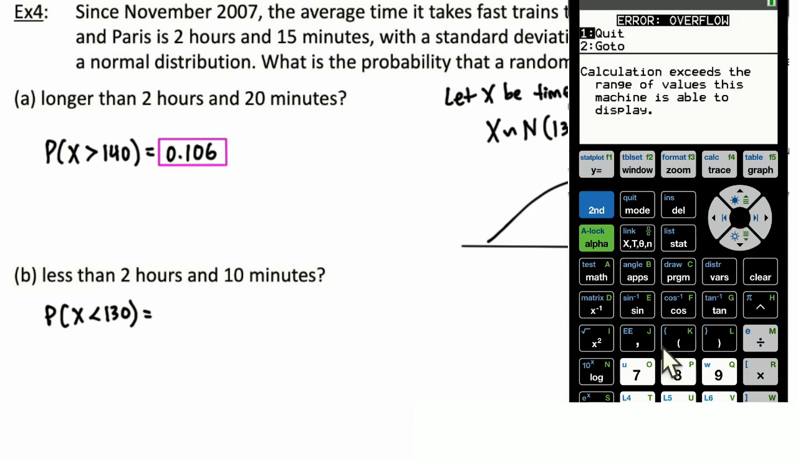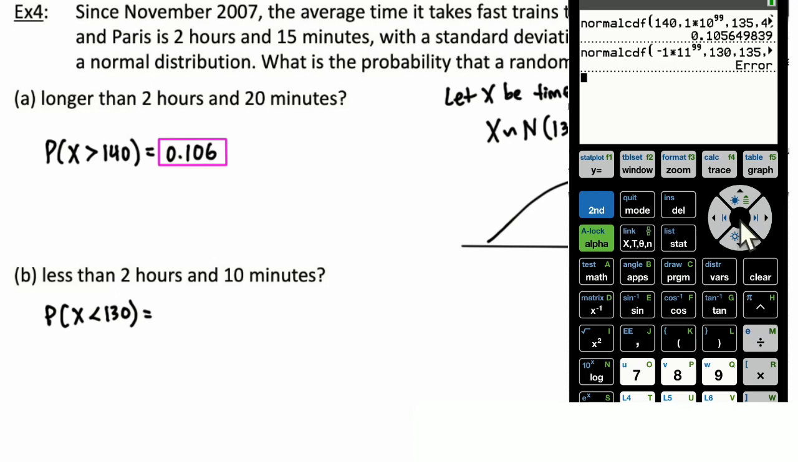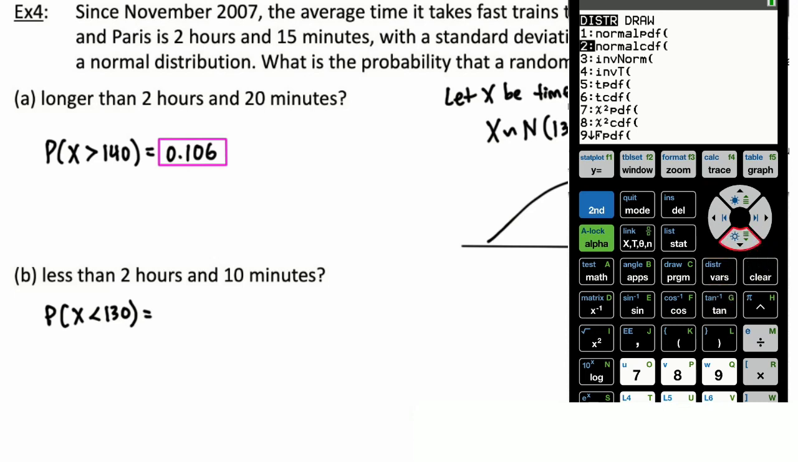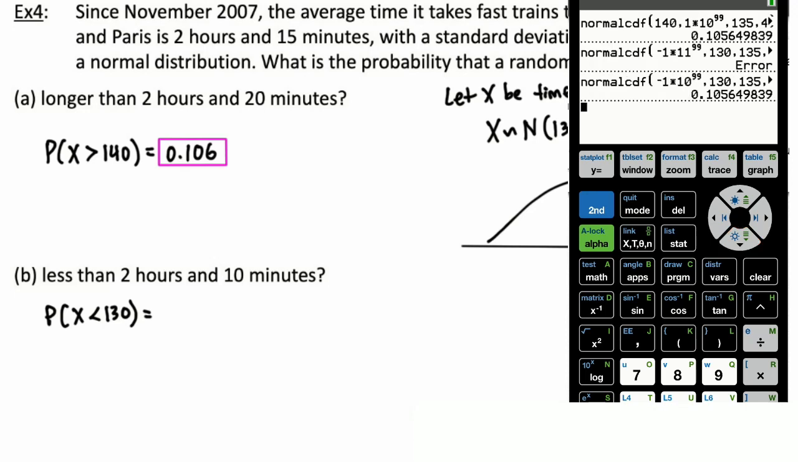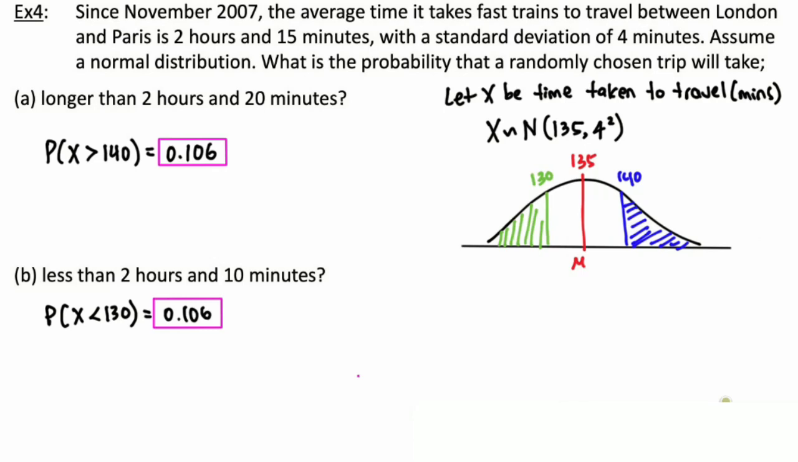And oops, I think I've entered something wrong here. So let's go back to our distribution, probably because I put 1 times 10 to the 11. So let's change that to 10. Okay, trying that again, and guess what? We get the exact same value, telling us that these two values are exactly the same distance away from the mean.